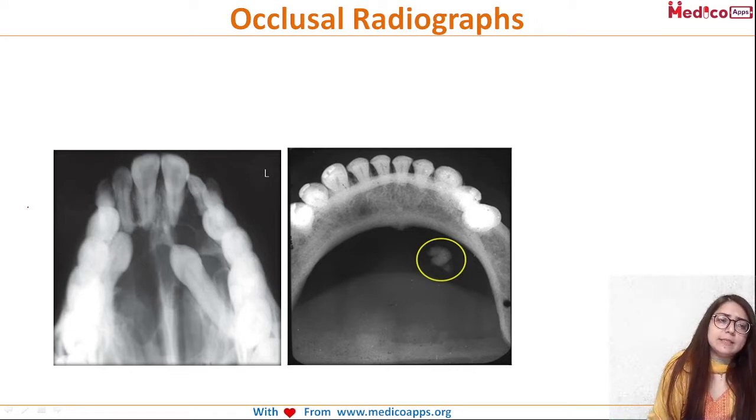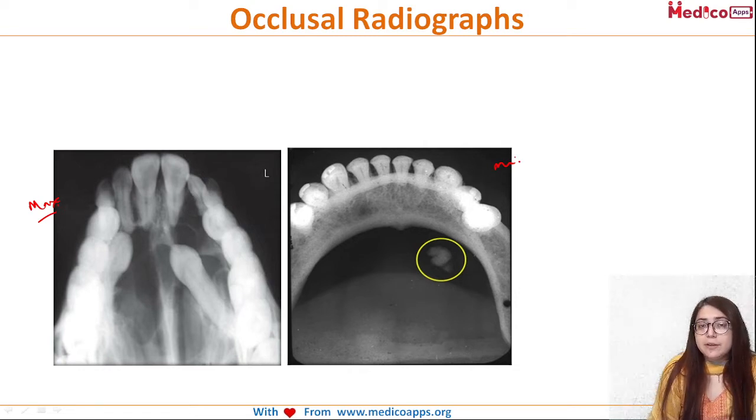You can say that this is a maxillary occlusal radiograph and this is a mandibular occlusal radiograph. Now there are different angulations by which we can take these maxillary and mandibular occlusal radiographs, and as per our requirement we can take these radiographs.